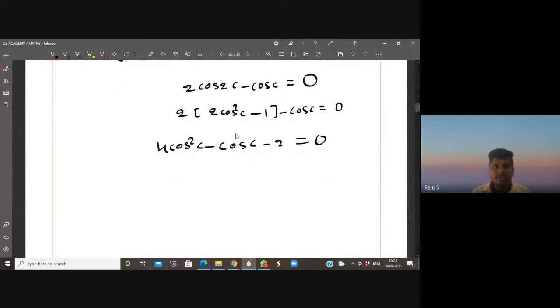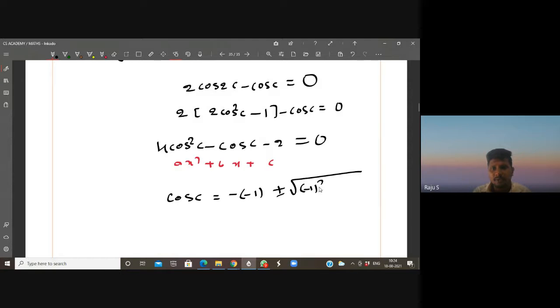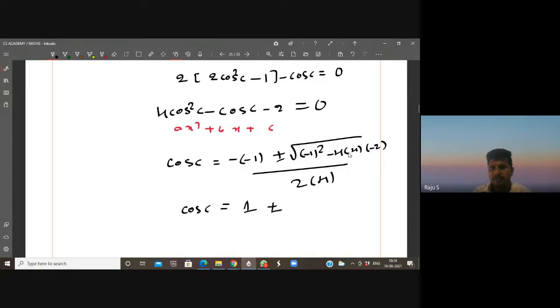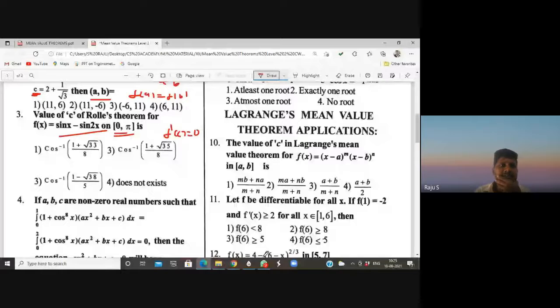All of you students, this is a quadratic equation, in the form of ax square plus bx plus c. So what is cos c? Minus b, minus of minus 1, plus or minus root of b square, that is minus 1 square, minus 4ac, 4 into 4 into minus 2, divided by 2a. So cos c value is 1 plus or minus root of 1 plus 32, that is 33, divided by 8. So 1 plus or minus root 33 by 8.